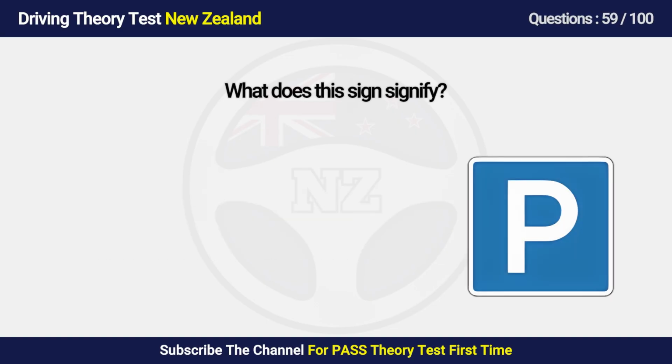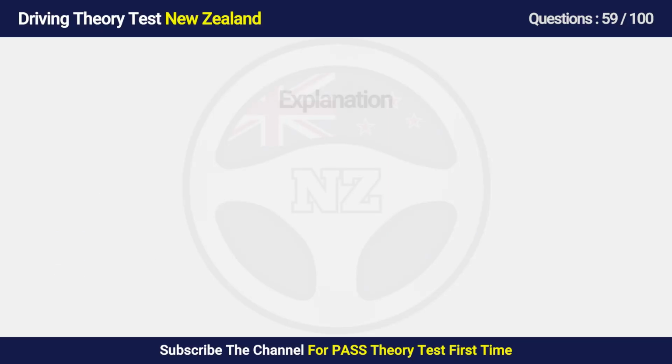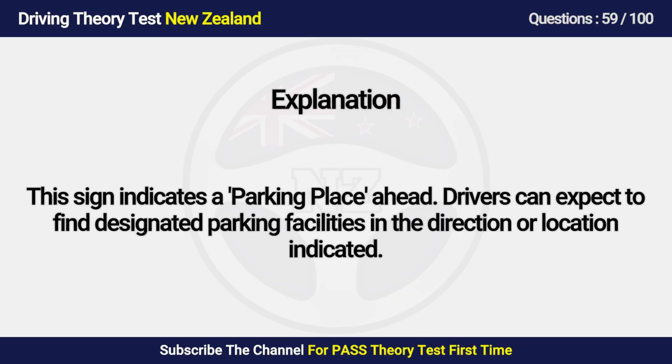Question 59. What does this sign signify? A. No parking zone. B. Parking place ahead. C. Bus stop ahead. D. Emergency stopping lane. Answer is B. Parking place ahead. This sign indicates a parking place ahead. Drivers can expect to find parking in the direction or location indicated.